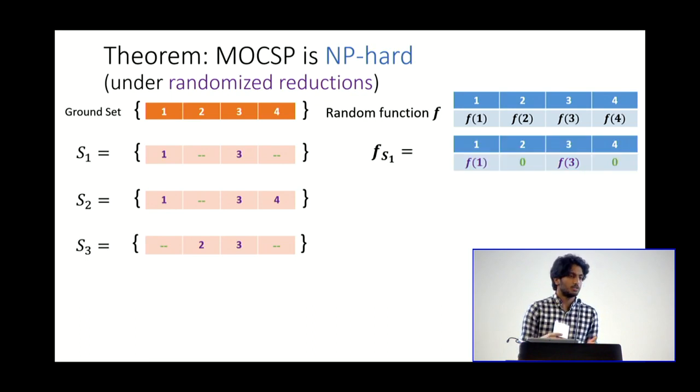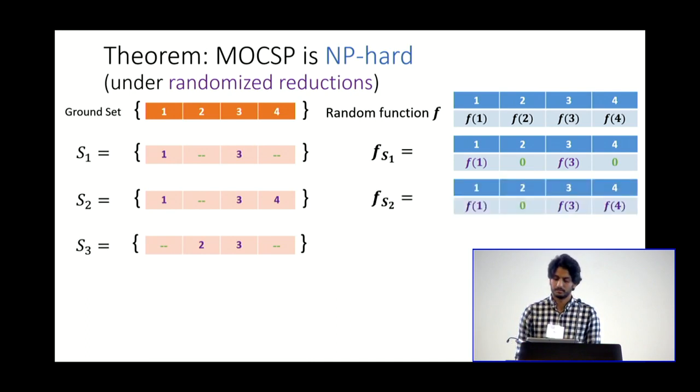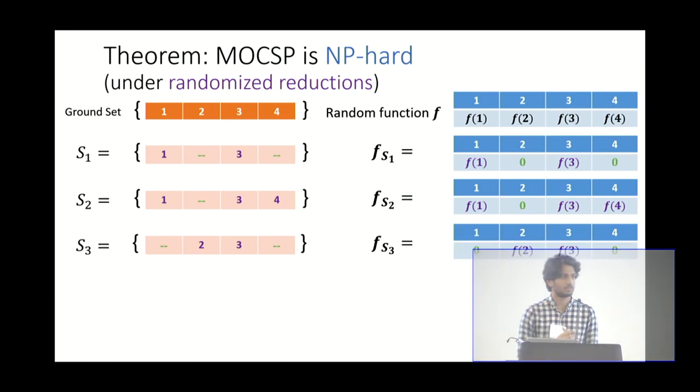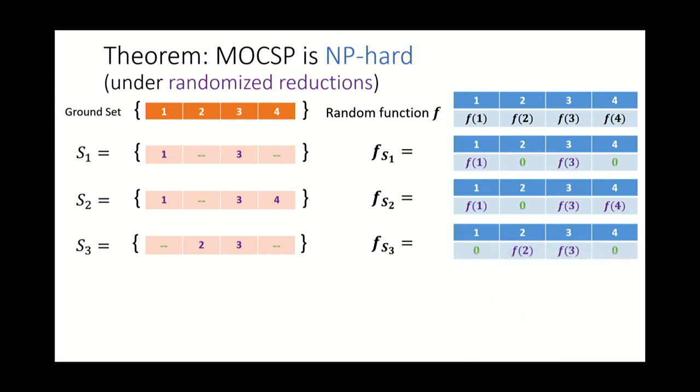I'm going to say the function induced by the set S1 is going to be a function that is equal to the original function f, with the exception that on all the elements that are not in the set S1, I'm going to make the value of this function 0. And similarly for S2 and S3. Is it clear? Cool. And what's nice about these induced functions is that they have the following nice property.